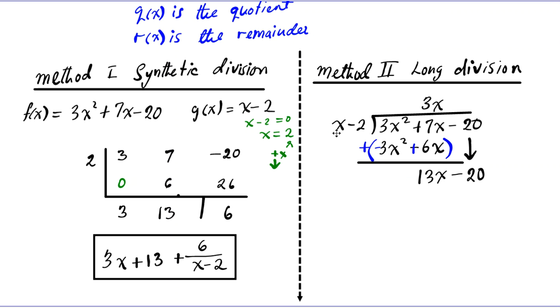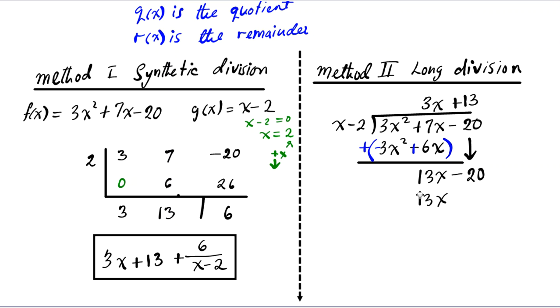Repeat the same process. X times what gives you 13x? X times positive 13 will give us 13x. Or you just divide 13x by x. Distribute back. 13 times x is 13x.